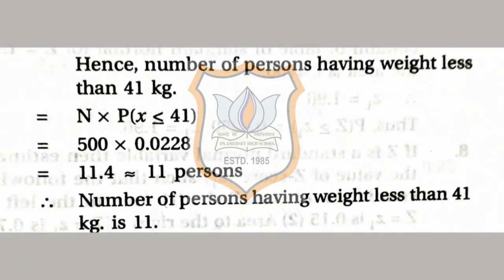Now as you know, the total number of persons is 500. So multiply 500 into 0.0228, and your answer will be 11. So the number of persons having weight less than 41 kg is 11. I hope you have understood these two sums. Revise them thoroughly. In the next session, we'll continue with the same sums. Thank you.